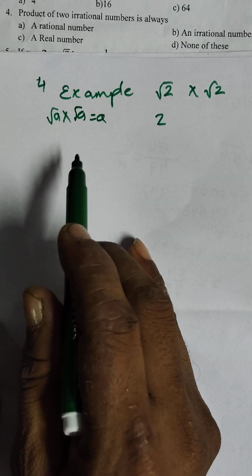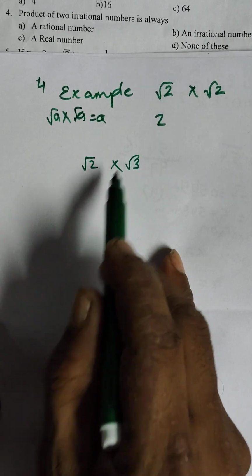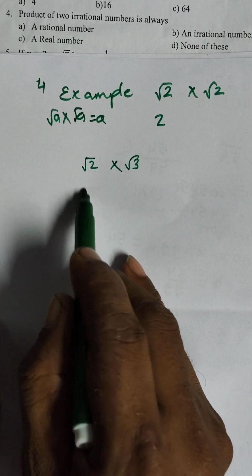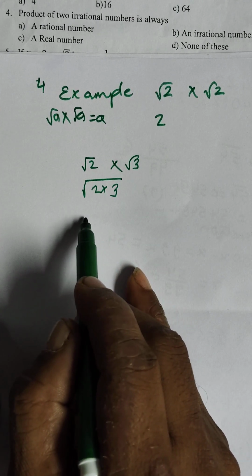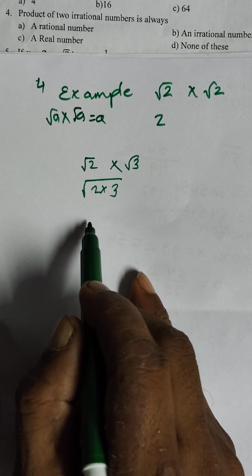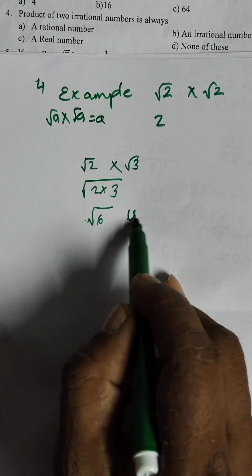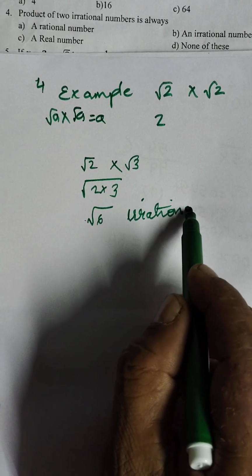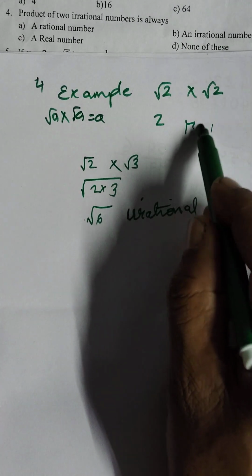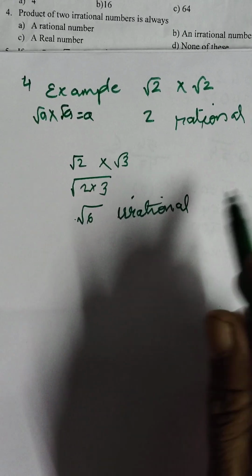But take another example. Suppose root 2 and root 3. The root becomes common for both numbers, so root 2 into root 3 in one square root becomes square root 6. Square root 6 is an irrational number, and previously we got a rational number. So both answers are different.